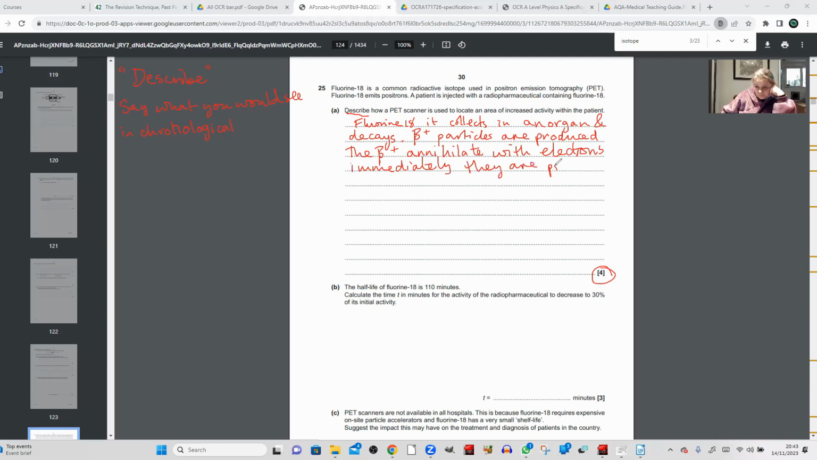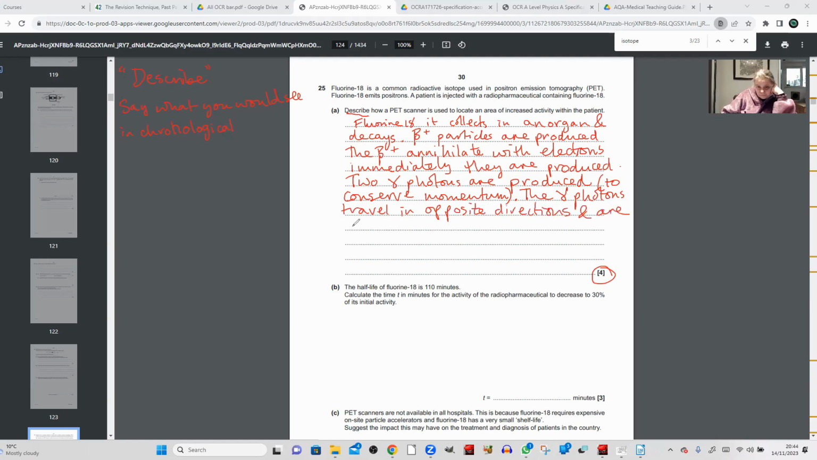And annihilation causes two gamma photons to be produced. Okay, 2 gamma photons are produced. Why are 2 produced? They have to be produced to conserve momentum. Okay, so the 2 gamma photons travel in opposite directions. So the gamma photons travel in opposite directions and are detected, okay, at 2 different times.